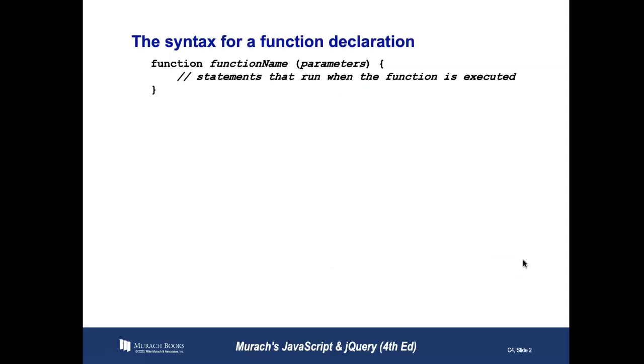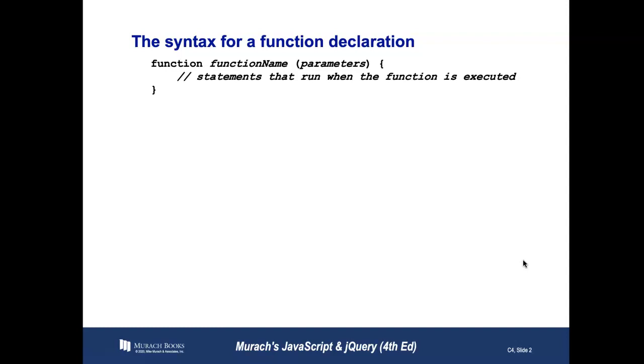So the syntax for a function declaration is important. We have the word function here, and then the function name, and then parameters inside parentheses. The parameters are values that get sent to the function because the function may need to run them. Now keep in mind that as long as JavaScript has access to elements, often we don't need to use arguments.